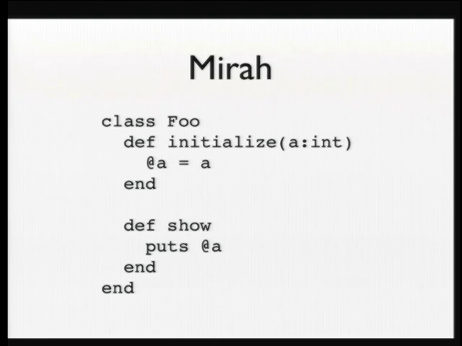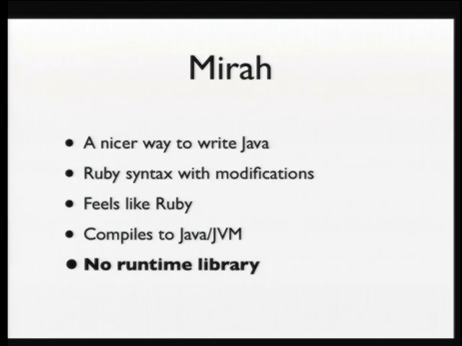And the goal of this, let's take a look. Mirah is, at the moment, kind of like a nicer way to write Java. It's Ruby syntax with a few modifications, like type annotations for parameters coming in. But it ends up feeling a lot like Ruby, and compiles directly down to Java or to JVM bytecode. And you can produce Java source with it as well.